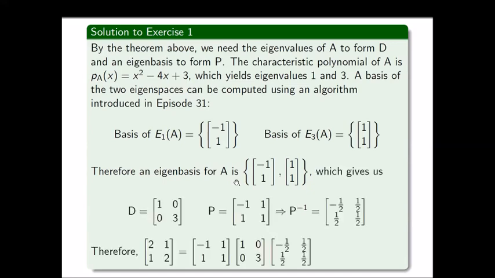Now, once we have this eigenbasis, we get that D is the matrix 1, 0, 0, 3, and P is minus 1, 1, 1, 1. And once we have P and we know it's invertible, we can find P inverse. And once we have P inverse, we have the entire factorization.